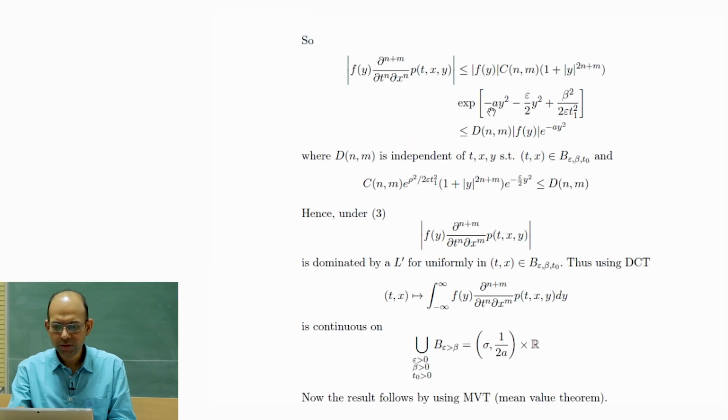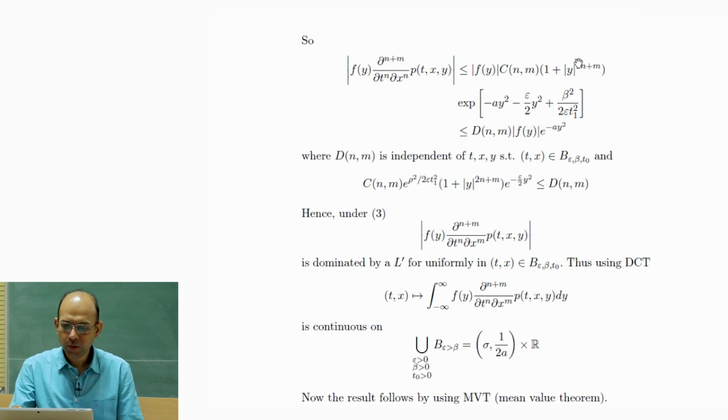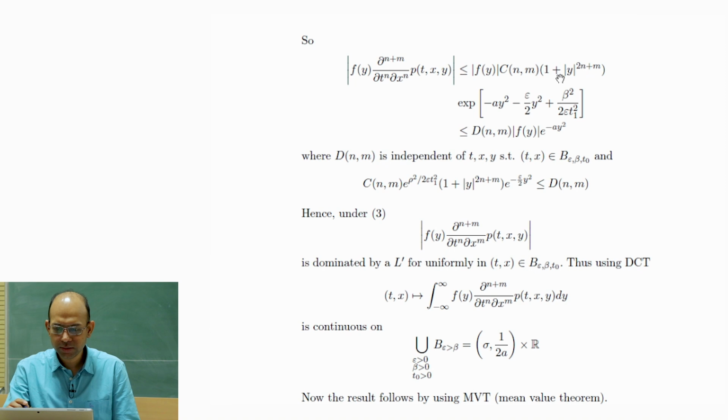So, if we do this, here I have added, and since I have added, I could use this thing, and then I have to subtract also, so minus a y square. Now, this part is f of y into e to the power of minus a y square, but however we have e to the power of minus epsilon by 2 y square and this term, okay, and we also had 1 plus mod y to the power 2n plus m.